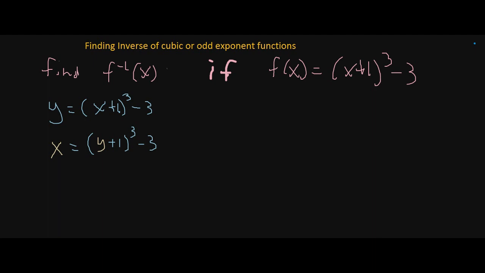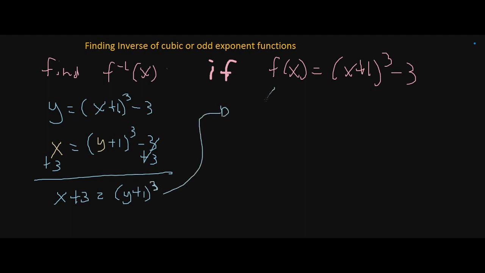Now we go and solve this, right? We always want to undo any addition or subtraction. So there's a minus 3. Let's add 3 to both sides, and we get x plus 3 is equal to (y plus 1) raised to the third power. Let's rewrite this up here. We have x plus 3 is equal to (y plus 1) raised to the third power.